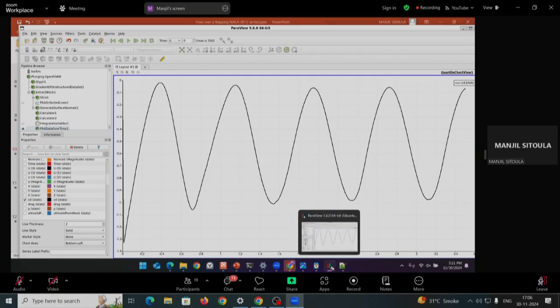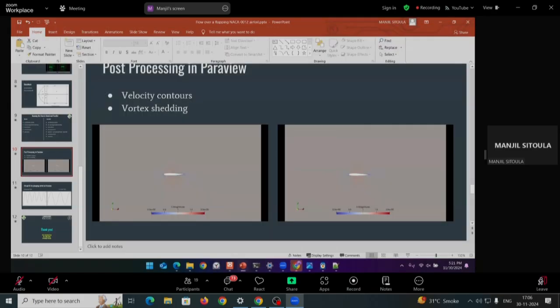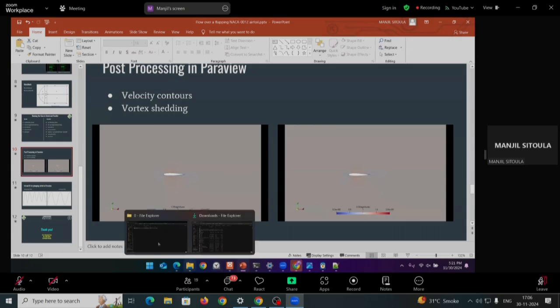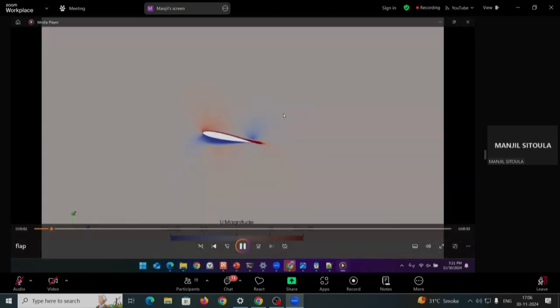So let me close my ParaView now. Now I also have some simulation results of a video animation for the flapping case. So you can see that the airfoil is plunging as well as pitching. I have used the multi-motion function in this, that I had shown you.